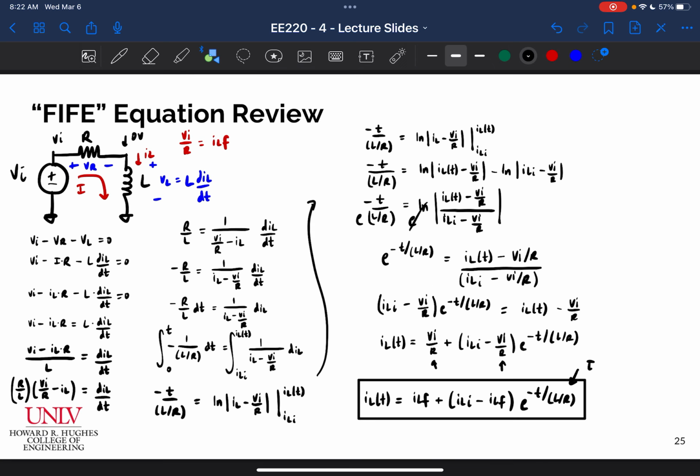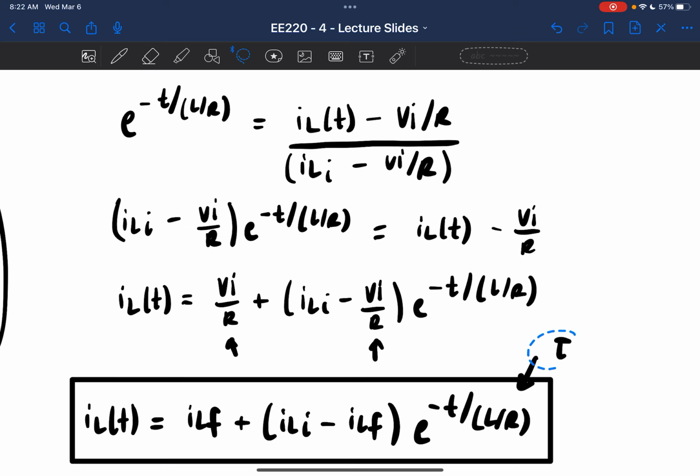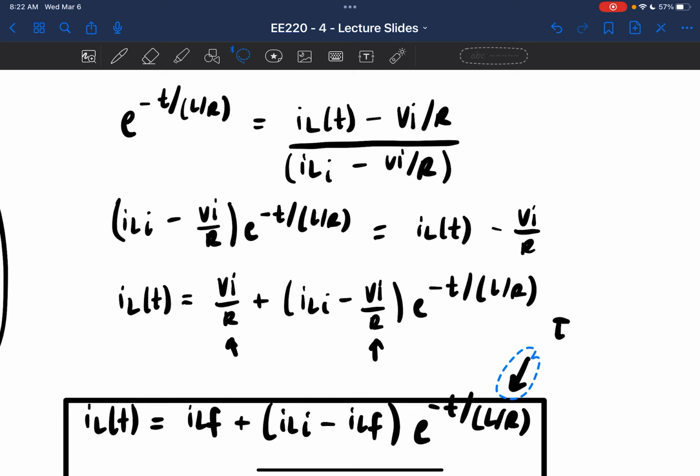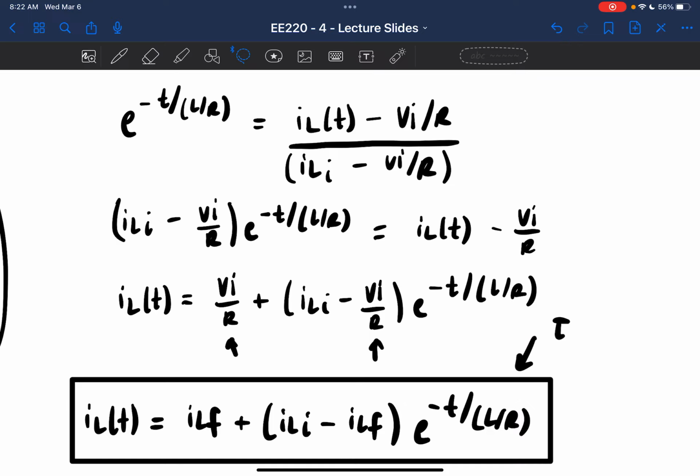We've derived the FIFE equation for the RL circuit, and it is in the exact same form as it was for the RC circuit. This video might have gotten a little bit long, so I apologize for that, but I just wanted to get through this derivation. I think it's important to show where these equations come from.